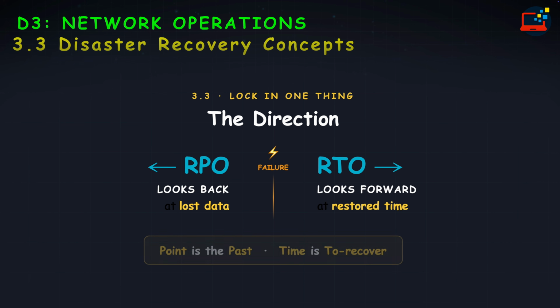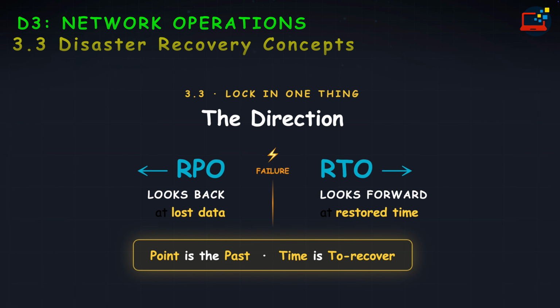That wraps 3.3. If you lock in only one thing, make it the direction of those two metrics. RPO looks back at lost data. RTO looks forward at restored time.